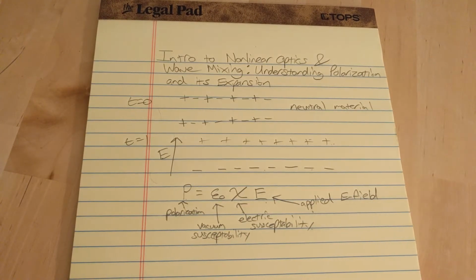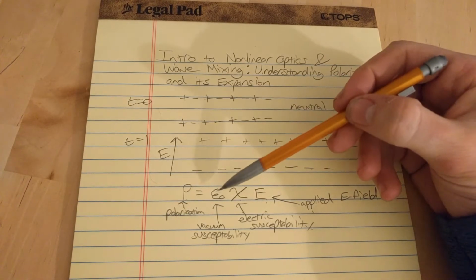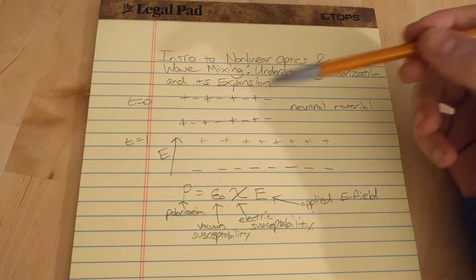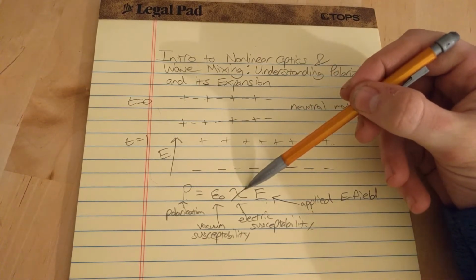I always get the magnetic and the electric one confused. But anyways, the important thing is epsilon naught is a universal constant. It doesn't depend on the material, whereas chi depends on the material.